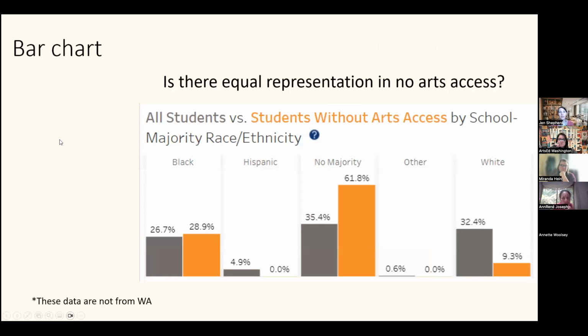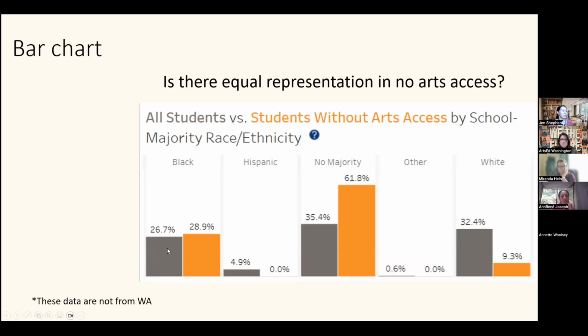Here's another example of a bar chart. This one's a side-by-side bar chart. And now we're looking at representation in terms of school majority race and ethnicity. So what we have here are, in the gray bars, the distribution of the students regardless of arts participation, just looking at the schools in the state of Washington for whom we receive data. And remember, again, this is preliminary data. What does that breakdown look like?